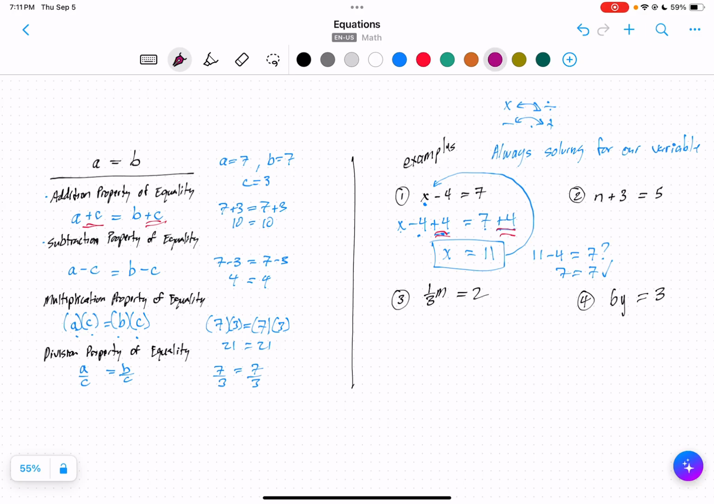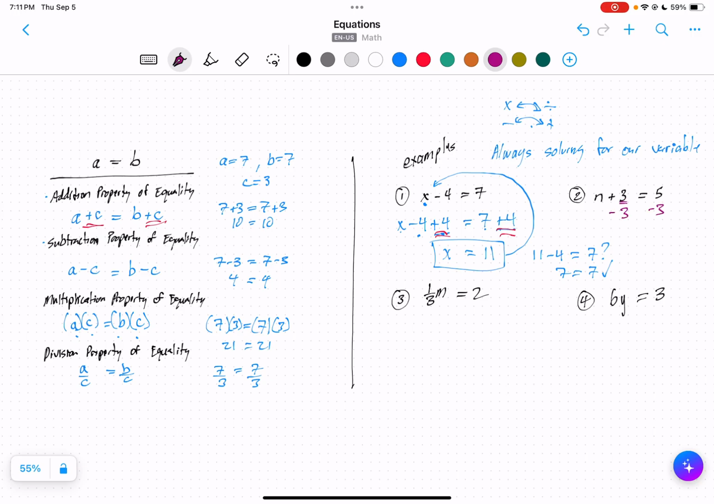Let's use purple this time. So I have an n plus a 3 value, and it's equal to 5. Well, the inverse or opposite operation is subtraction. So we're actually using the subtraction property. So I'm going to just subtract 3. I'm going to do it a different way this time. I'm just going to subtract 3 at the bottom.